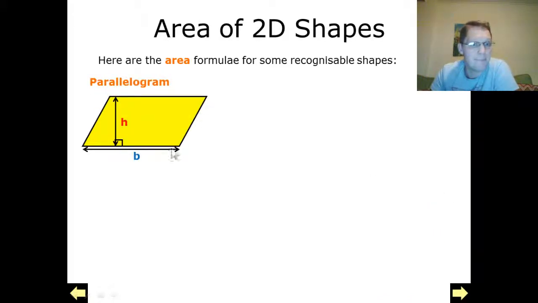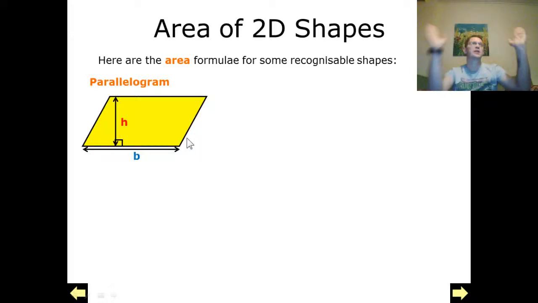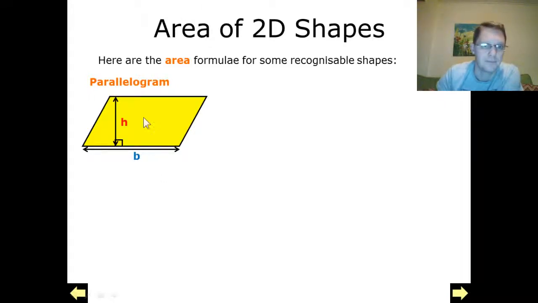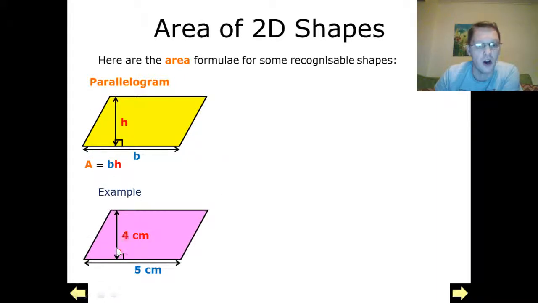Here we've got a parallelogram, and to work out the area of this, it's simply the base times the height, because this is a rectangle which has just been pushed over slightly. If you imagine a rectangle, we would normally be taking the length times the width. When we push it over, we're just taking the height times the width. So the area of this is base times height. It's got a height of 4 and a base of 5, so that means the area of this is going to be 20 centimeters squared.